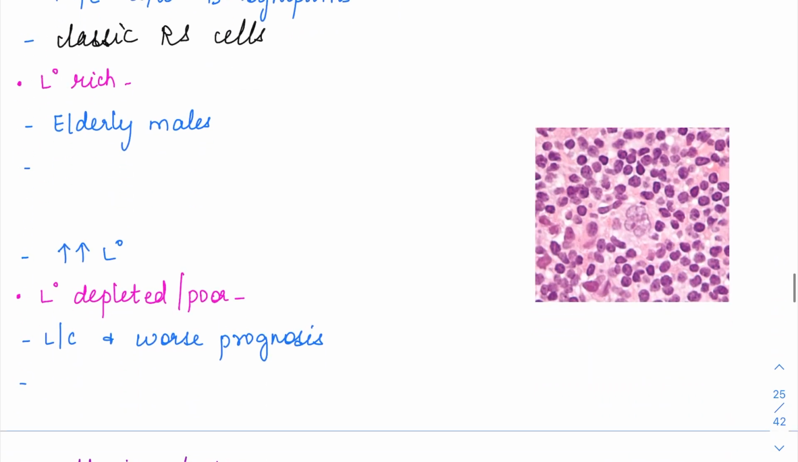Okay, and the third type of classical Hodgkin's lymphoma is the lymphocyte rich type of Hodgkin's lymphoma. This is going to be present in elderly males, and here the type of RS cells is usually mononuclear RS cells. So not necessarily binucleate, both mononuclear and binucleate kind of RS cells will be seen in lymphocyte rich. And as the name suggests, there is going to be lots of lymphocytes, lymphocyte rich.